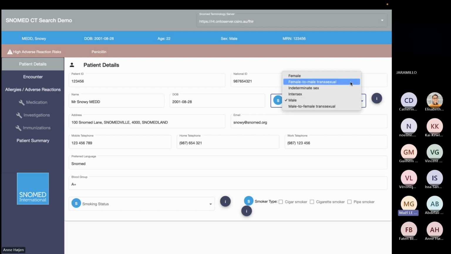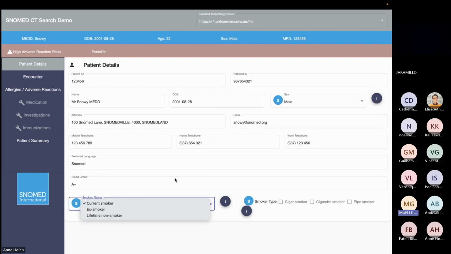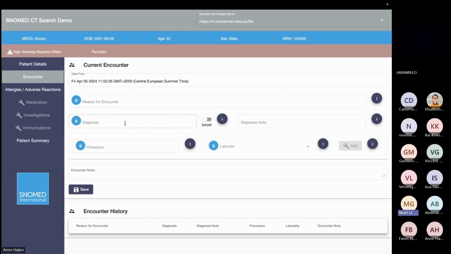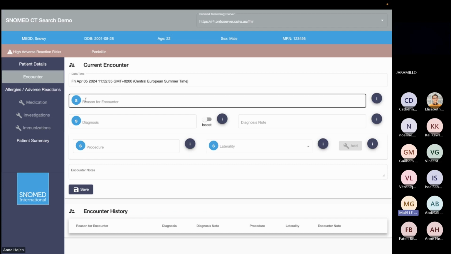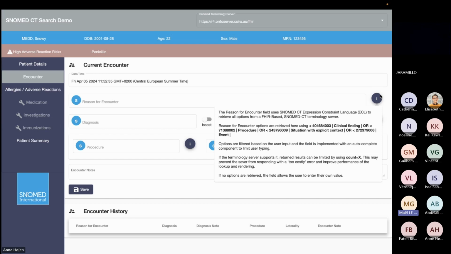And you don't see any concept identifiers, but this is a demo tool, so you can unfold this eye here and you can see these are actually the concepts that are stored when selecting. Down here we have another drop down where you can see that there are some smoker options for the smoking status. If I go into the encounter, you see some fields here with S as well. And this is where you can document the reason for encounter, the diagnosis, and the procedure. And each of these fields have been constrained.